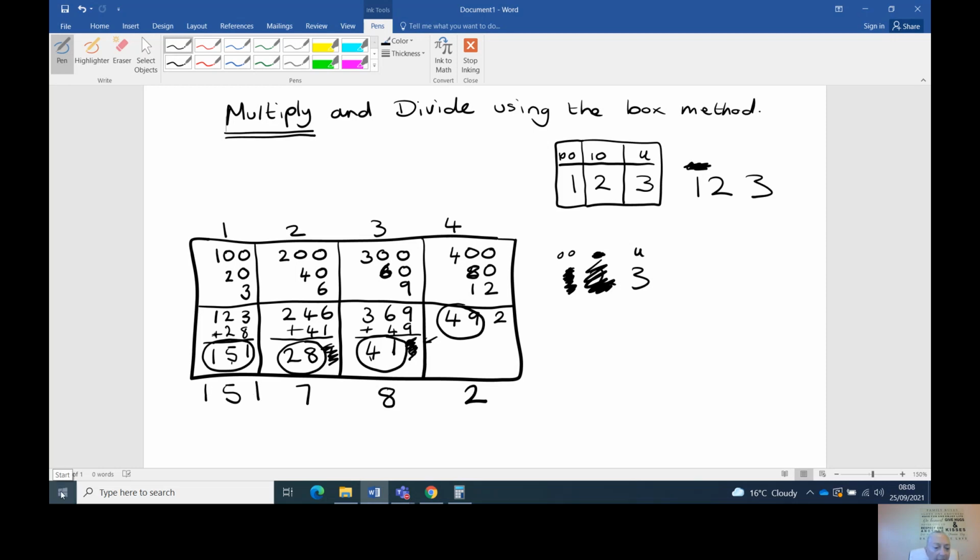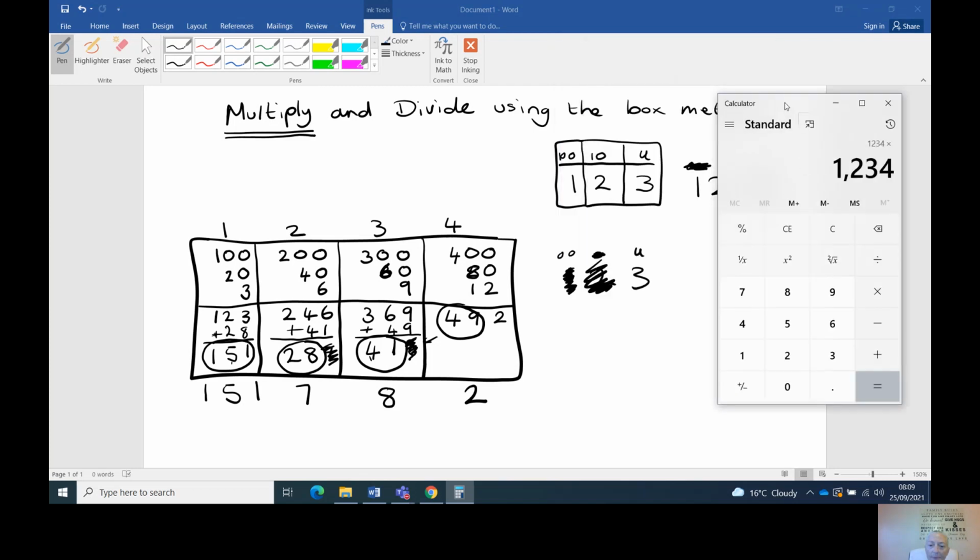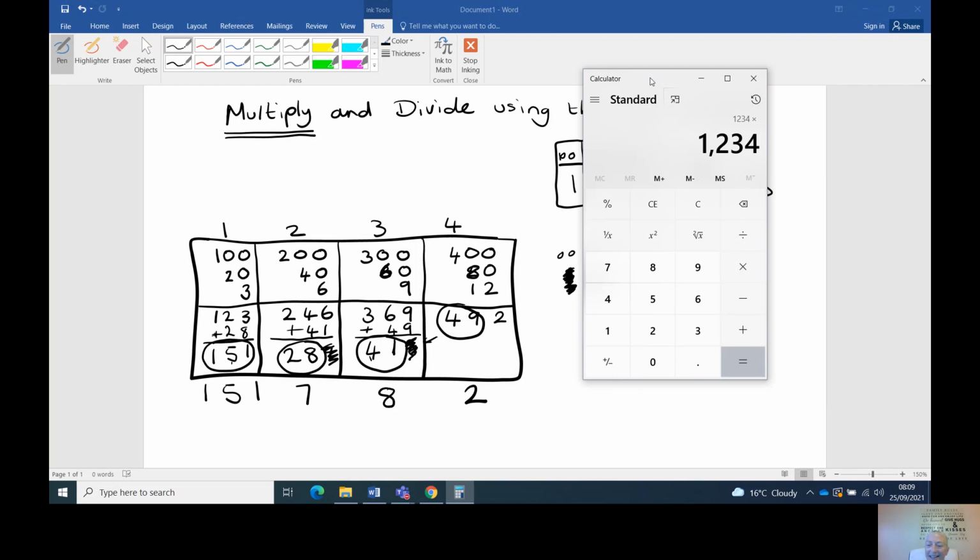Let's just check that again with the calculator. Oh, there it is. Right, clear that. So 1, 2, 3, 4 times by, what did we do? Can't remember now. Times by 1, 2, 3 equals 151782.